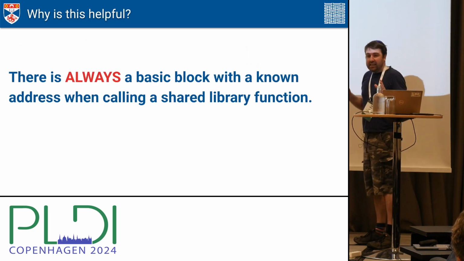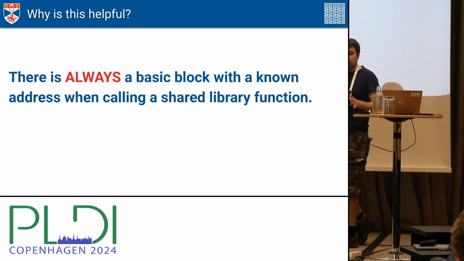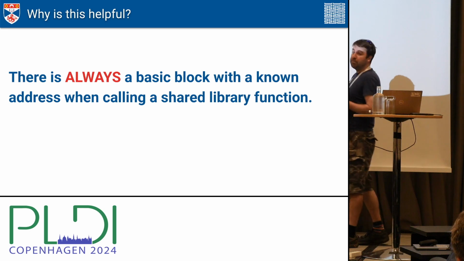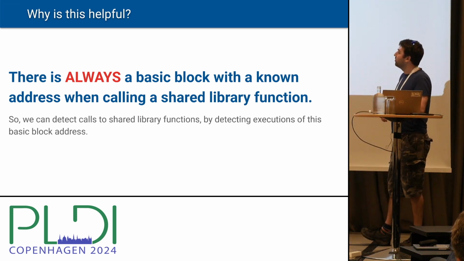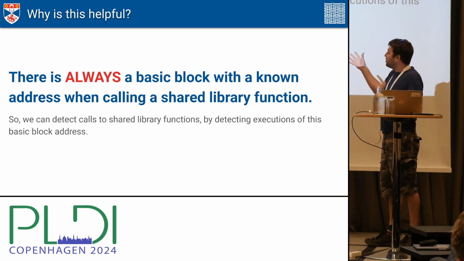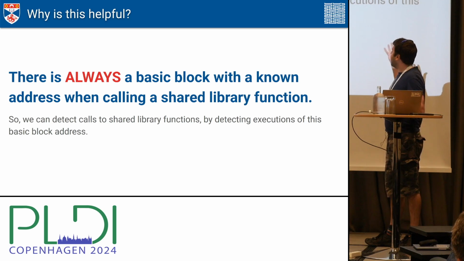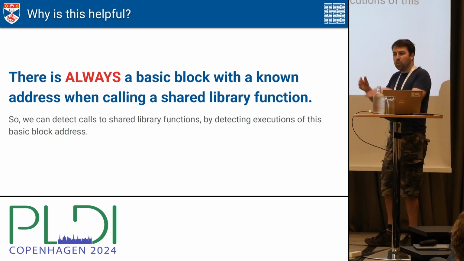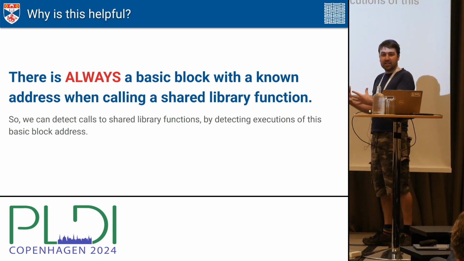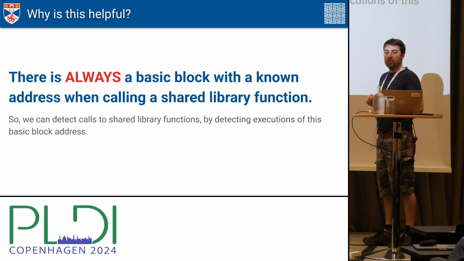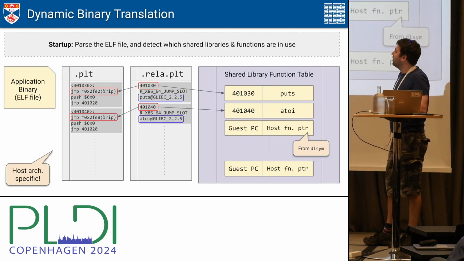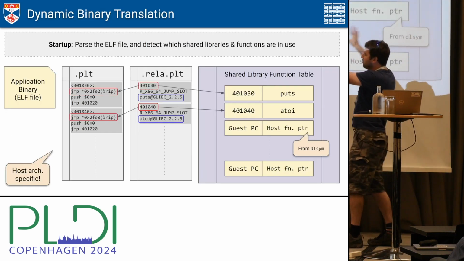Now, the key thing that makes this work for a DBT system that translates a basic block on the fly is that there is always a basic block with a known address when calling a shared library function. So we can detect calls to shared library functions by detecting executions of this basic block address. So whenever our DBT system sees the execution of that PLT entry, we know that we can start sending ourselves off to the native shared library versions. And this is how it starts up.